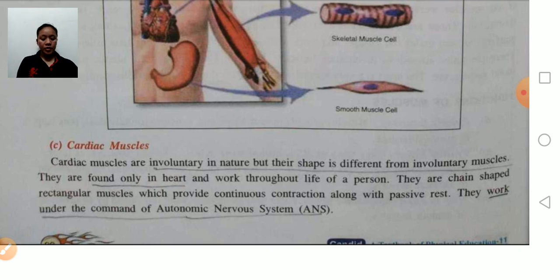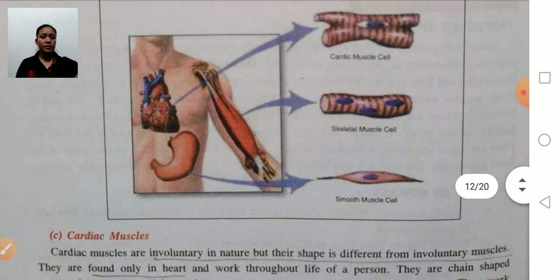Three types of muscles: voluntary muscles, involuntary muscles, and cardiac muscle. Voluntary muscles work according to the will of the person, involuntary muscles are those over which we don't have any control, and cardiac muscle is found only in the heart.